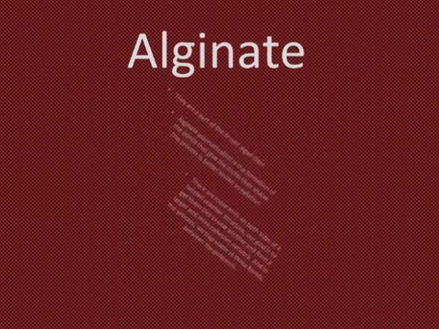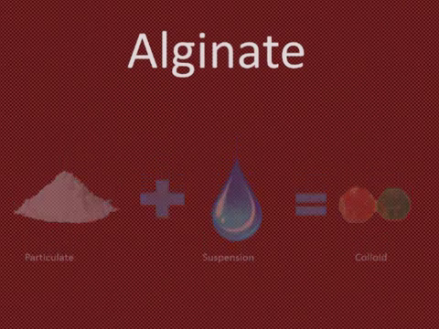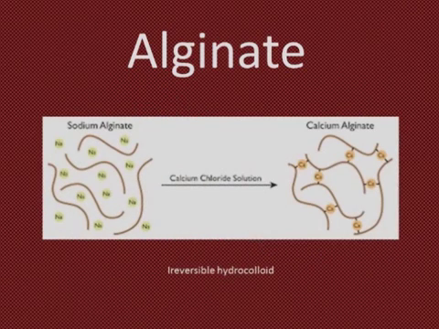Now, the main difference between an alginate and a colloid is that in a colloid you have a particulate and a suspension. A particulate, being a powder substance suspended in water or some other liquid, will form a colloid as long as the particulate does not settle. Now, the difference between an alginate and a regular colloid is an alginate is what we call an irreversible hydrocolloid. And in an irreversible hydrocolloid, the polymer structures that are formed trap water in between the bonds as seen on the screen.